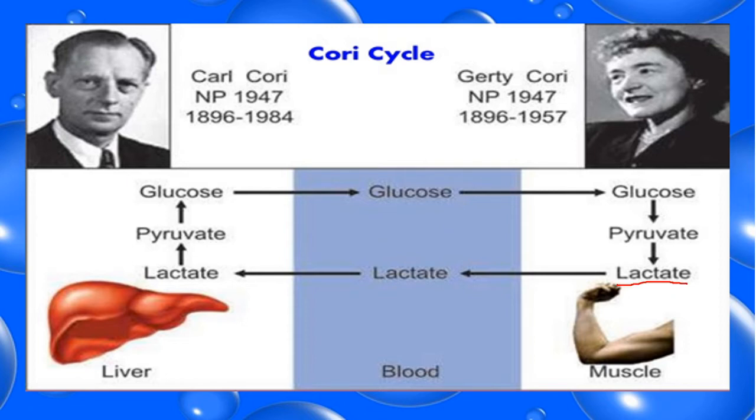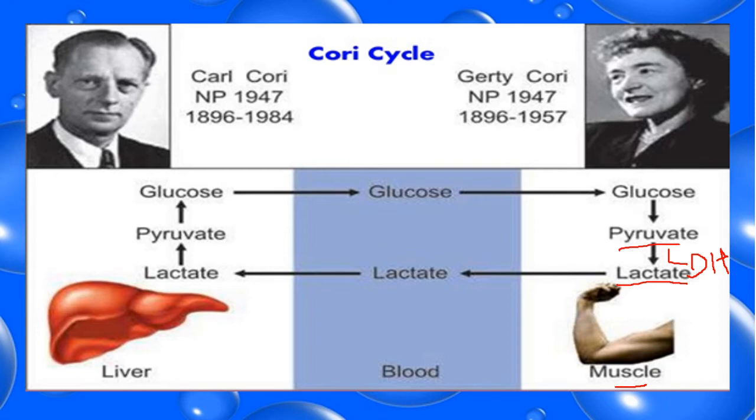Now another substrate of gluconeogenesis is lactate. This is the Cori cycle. What happens in the Cori cycle? Glucose is converted to pyruvate by glycolysis in muscle cells and erythrocytes. This pyruvate is converted to lactate by LDH. What is LDH? Lactate dehydrogenase enzyme.